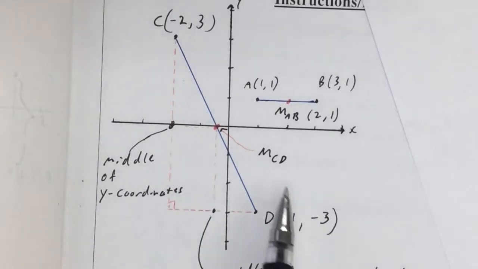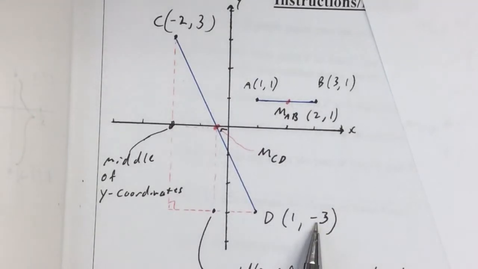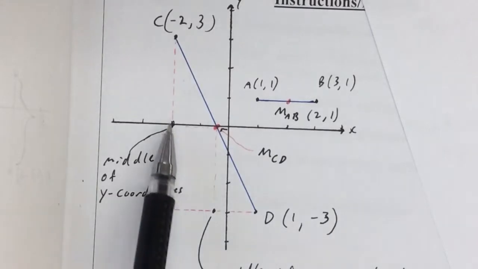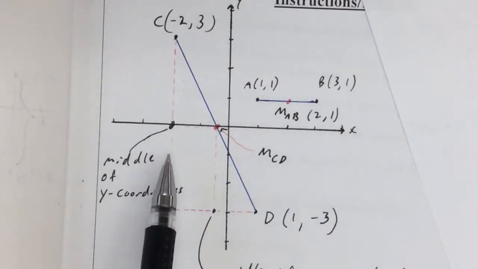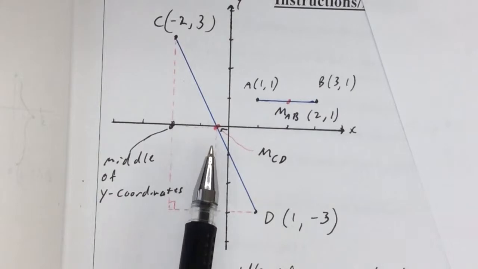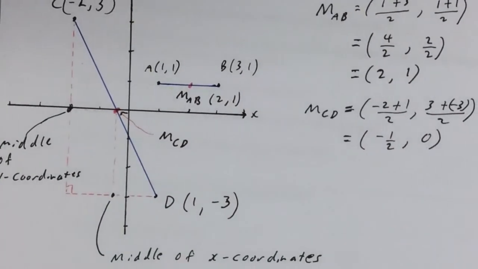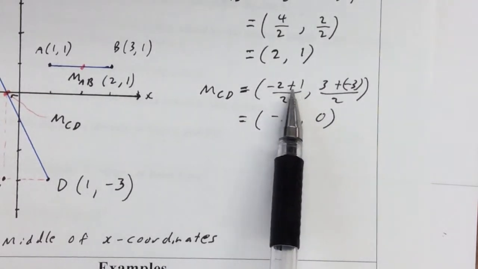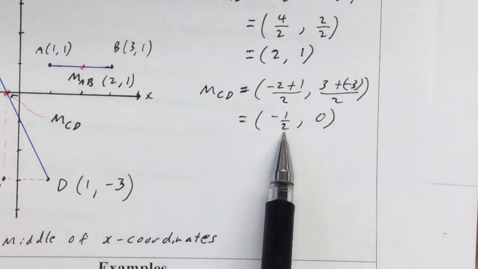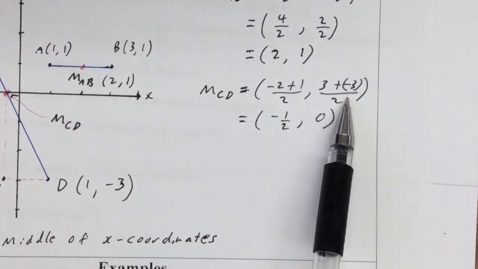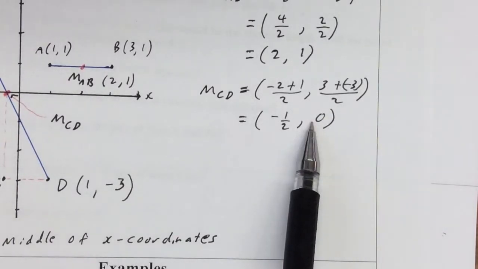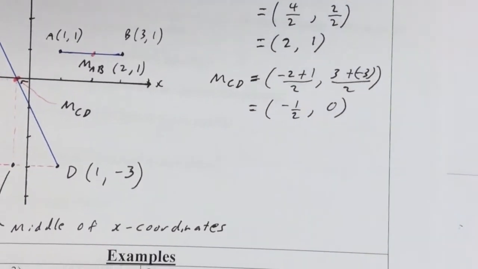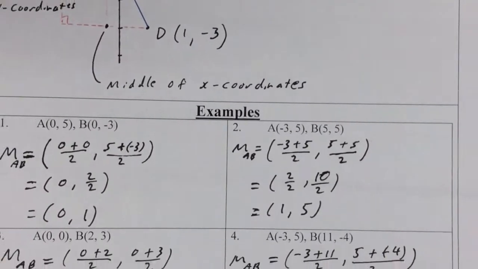And then the y coordinates, well, they're 3 and -3. Well, the average of two numbers that are the same but opposite signs is going to be 0. Okay, so it's right in the middle there, and that's what we get. So this is the formula here. We're going to take the average of the two x coordinates, -2 and 1, and we get -1/2. Average of the y coordinates, and we get 0. Okay, so finding the midpoint is just finding the average of the given coordinates.